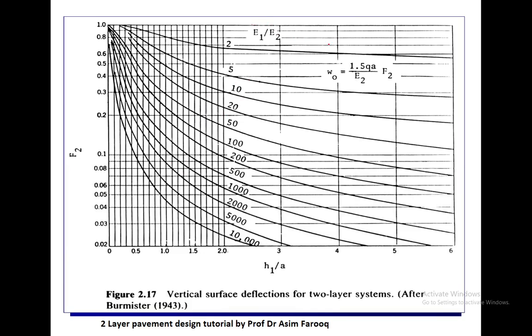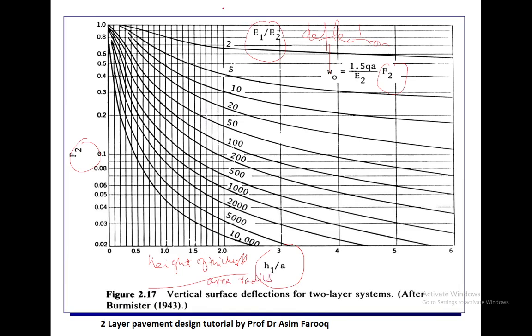When we want to determine the F value for the deflection equation, we already have the deflection equation, so all the parameters will already be given. We need to multiply that parameter with 1.5 times qa. qa is basically the loading category, and E2 is the Young modulus of the supporting layer. The basic purpose of this chart is to determine the F2 value from that specific figure.